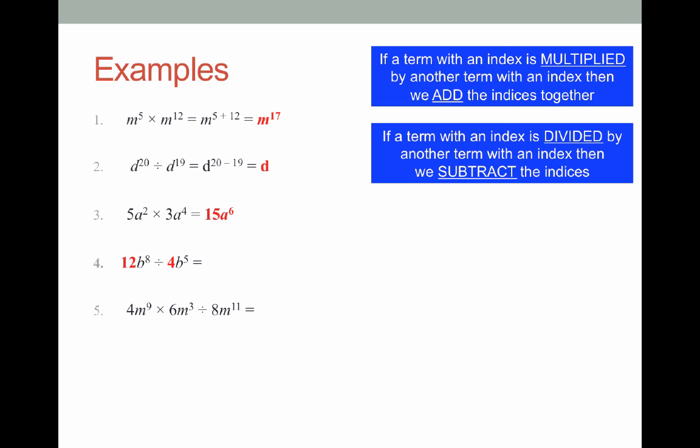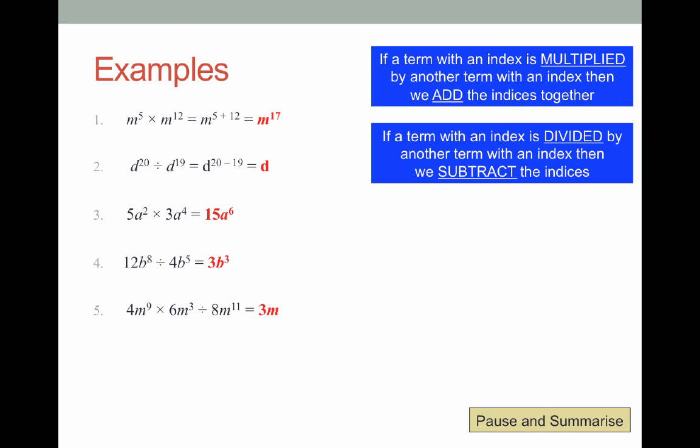For question 4, I start off by doing 12 divided by 4, which is 3. And then I do b to the power of 8 divided by b to the power of 5. And I subtract the powers and I get b to the power of 3. Finally, question 5 is a little bit longer. I start off with the coefficients just like I did with the other ones. I do 4 times 6, which is 24. And then I divide by 8, which is 3. I'm then going to add the powers for the times part of the question, so that's going to be m to the power of 12, and then I'm going to need to subtract the m to the power of 11, which just gives me m, or m to the power of 1, which is the answer to number 5.